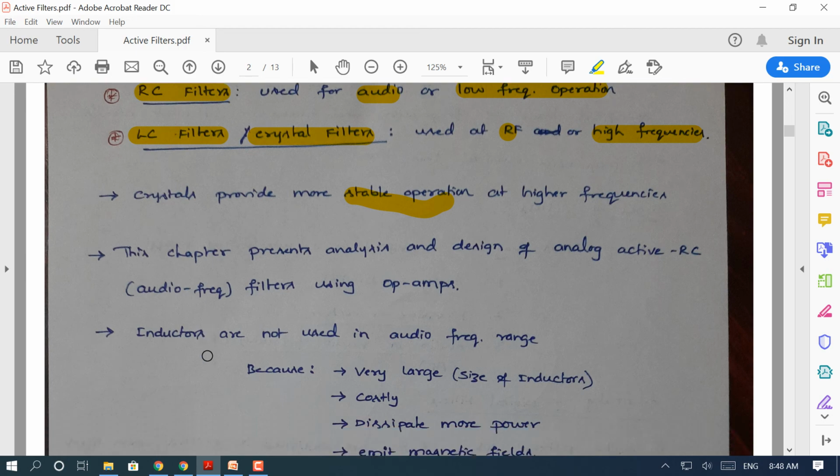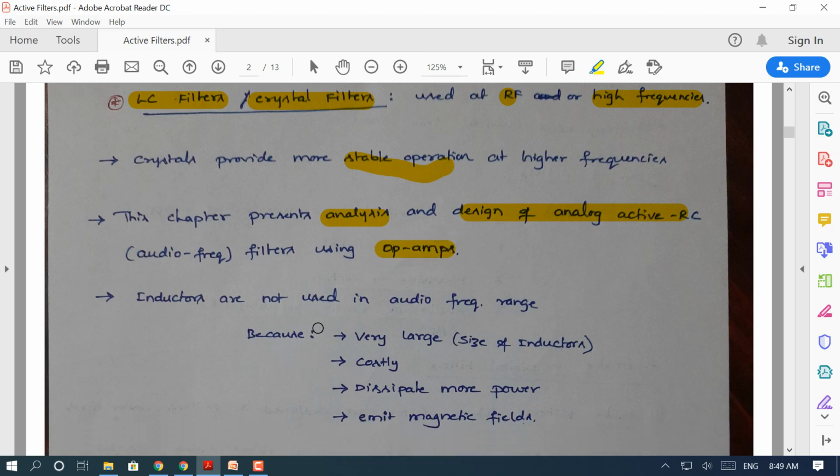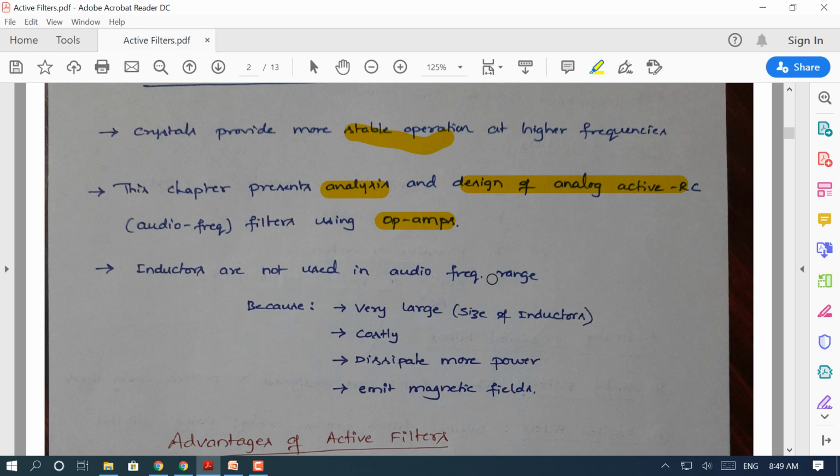In this chapter particularly, we do the analysis of filters and the design of analog active RC filters in the audio frequency range, basically using operational amplifiers. Inductors are not used in the audio frequency range, mainly because of the following reasons. Inductors are very large in size.